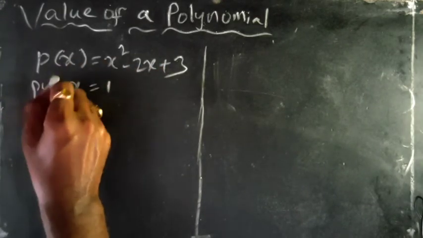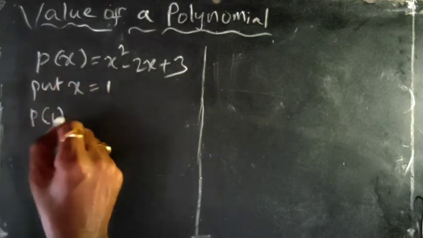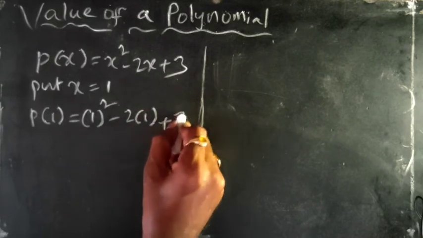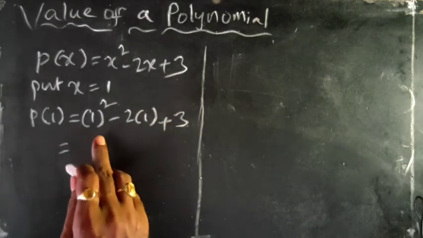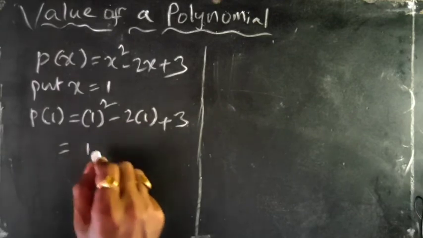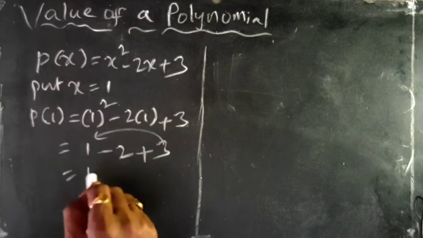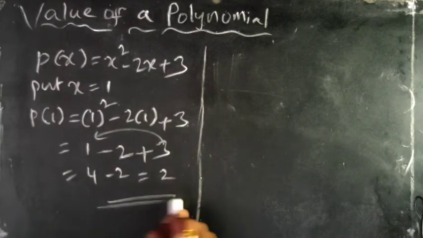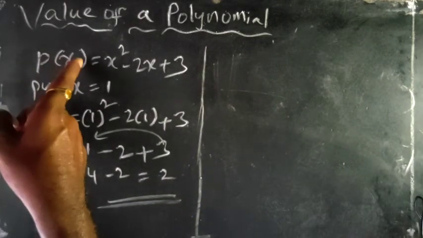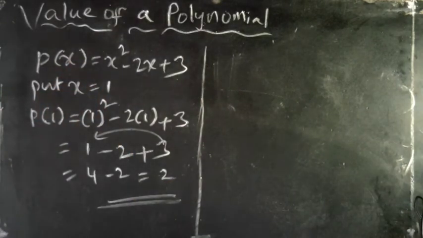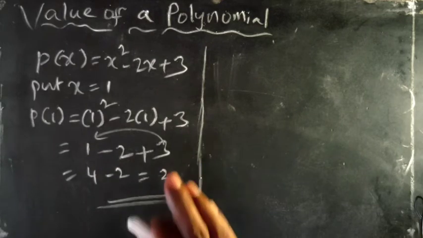Put x is equal to 1, then it becomes p of 1 is equal to 1 square minus 2 into 1 plus 3. Now simplify according to BODMAS. 1 square is 1, minus 2 into 1 is minus 2, plus 3. So 1 plus 3 is 4, minus 2, that is equal to 2. So the value of the polynomial p of x is equal to 2 for x is equal to 1. Is it clear? Like this we can find the value of the given polynomial for the given value, that is, when the x value is given.